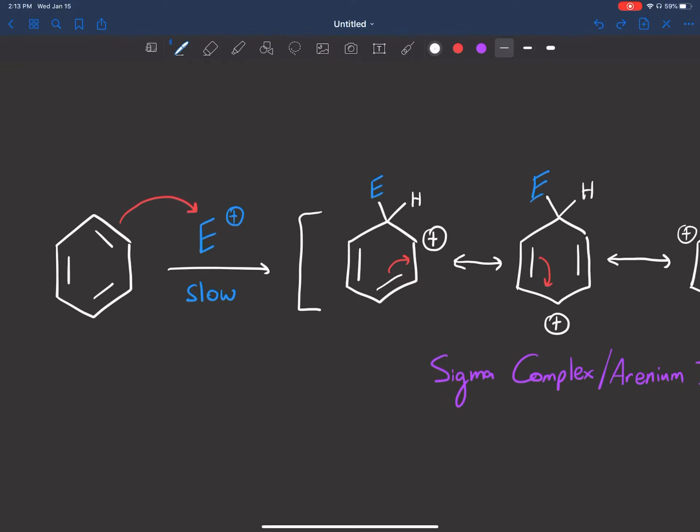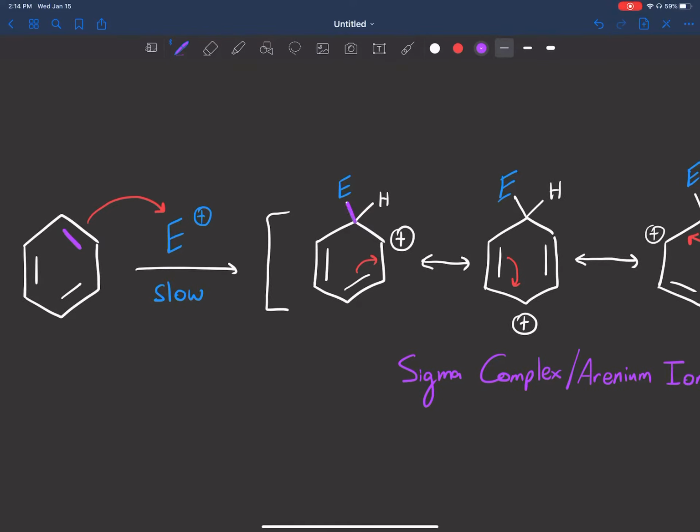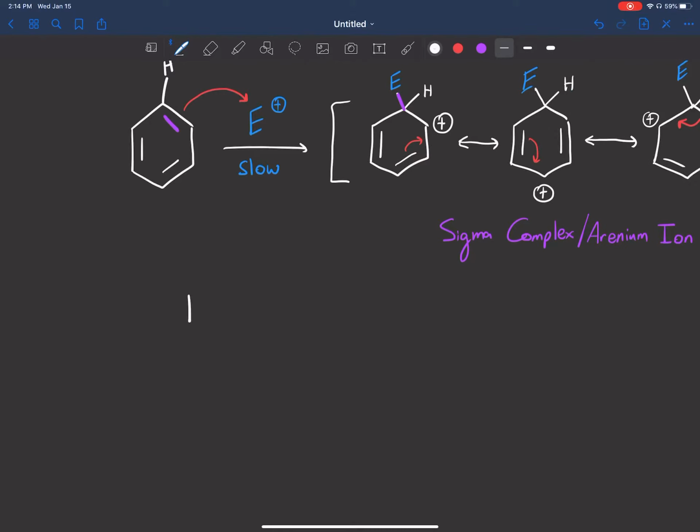Now, what happens if you look at this little part right over here? One of the double bonds reaches out and grabs that E, right? Let me color code this. So I'm going to shade in purple that double bond that grabbed that electrophile. That's going to be this bond over here. Now remember, there was a hydrogen here. All carbons of benzene, right? If there are no substituents, they all have a hydrogen on every carbon over here, like this. Okay?